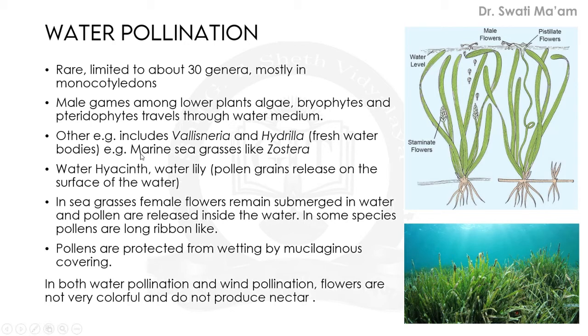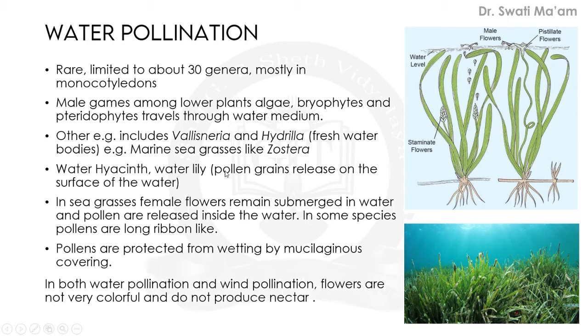Another example is marine sea grasses, for example Zostera. Here the scientific names are written in italics. So you should remember these names. The upper diagram shows Vallisneria and the lower diagram shows Zostera. Though they both opt for a water medium only, their method is a little bit different. A few examples are water hyacinth and water lily also.